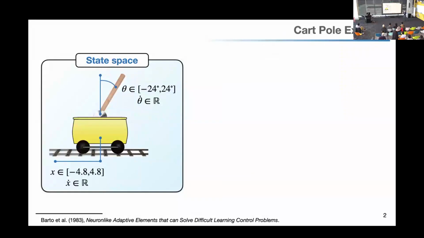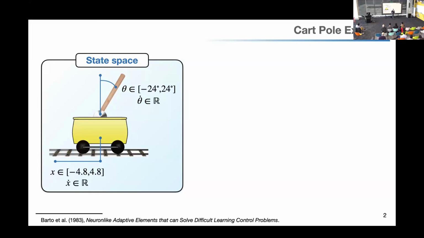Let me have a look at a small example that I will revisit a couple of times later on in the talk. This is the so-called cart-pole example. It's a standard example in control theory, but it has also been used in reinforcement learning. The idea here is the following. We have a pole that is mounted on top of a cart, and we want to balance the pole for as long as possible, only by shifting the cart to the left or right.